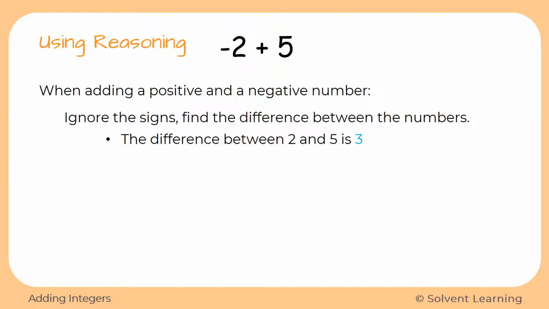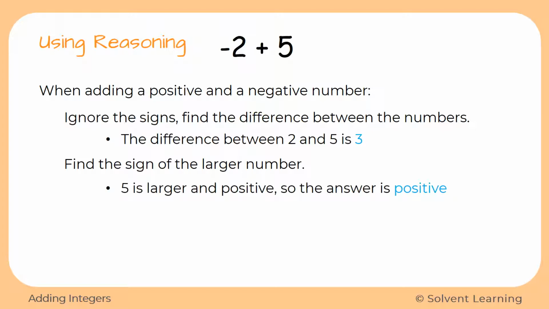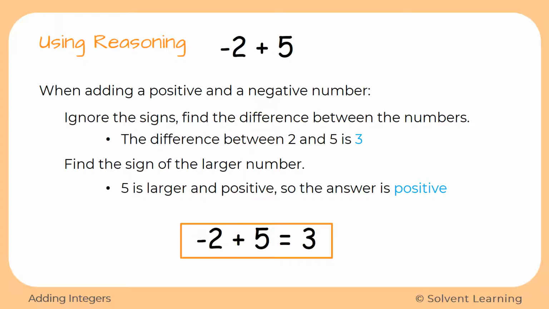Now to see what sign the answer will be, we find the sign of the larger number. Now since our numbers are 2 and 5, 5 is larger. So you can think of it like the larger number is like the boss. It's in control. It's going to determine what the sign of the answer is. So 5 is the larger number and it's positive. So that means that our answer is positive. So we figured out that the difference between the two numbers is 3 and that it will be a +3 because the larger number 5 was positive. So once again, we still get the same answer, -2 plus 5 equals 3.